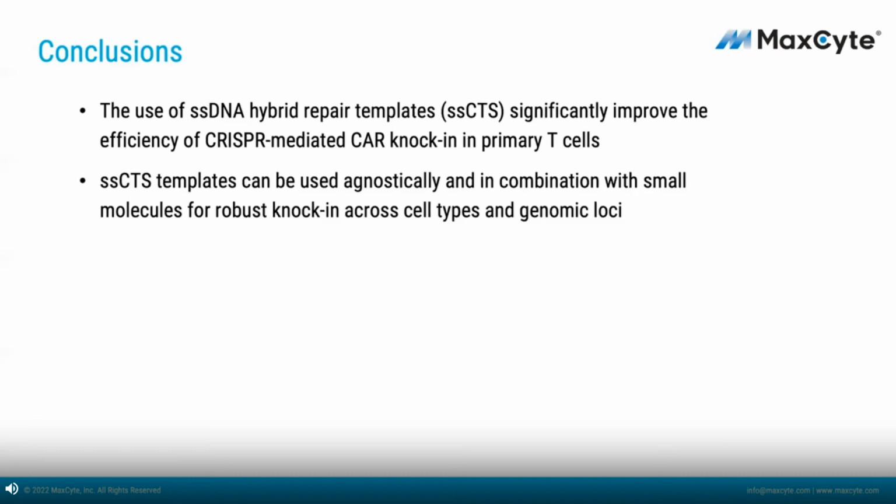Additionally, I hope that you took away from this that this SsCTS approach is quite flexible and can be used agnostically and in combination with small molecules for robust knock-in across cell types and genomic loci. So wherever and whenever you need to do a CRISPR knock-in, you can use the SsCTS templates with any of the small molecules shown here in order to really fine-tune your process.